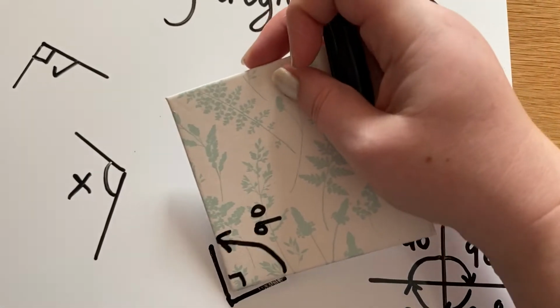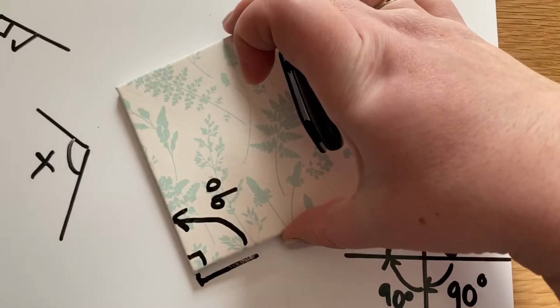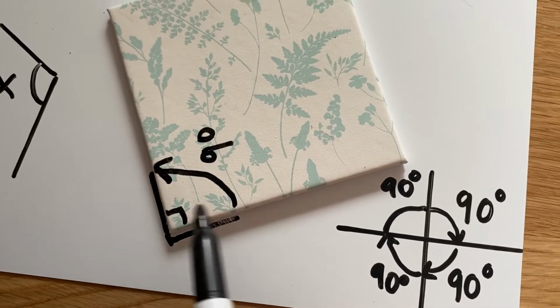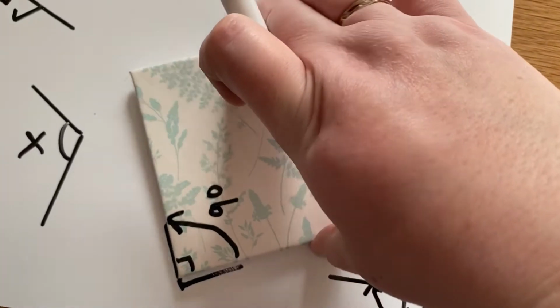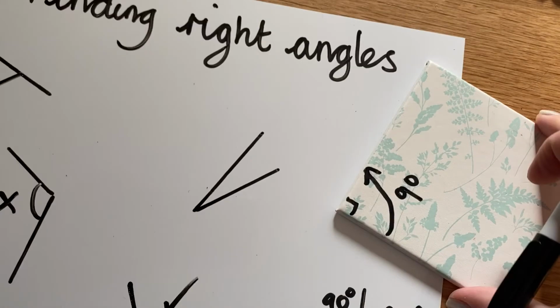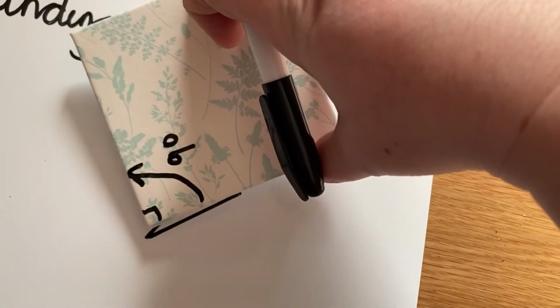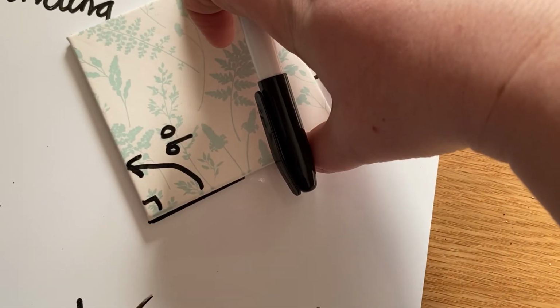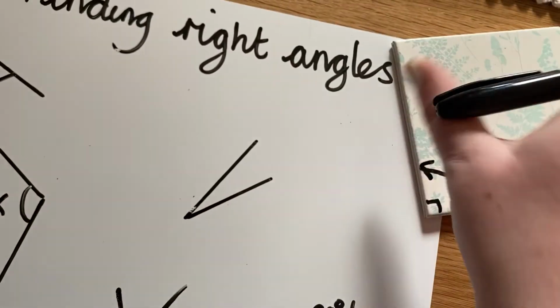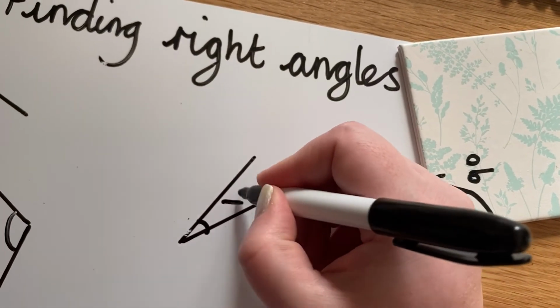Let's try this one. If I pop it in, again, I've turned it around. We can see this line matches this one perfectly. Indeed, it is 90 degrees. Lovely. This one is a right angle. And this one, line it up with one of the angles. Well, this time I can't even see the lines. This is smaller than a right angle. So this one is not a right angle.